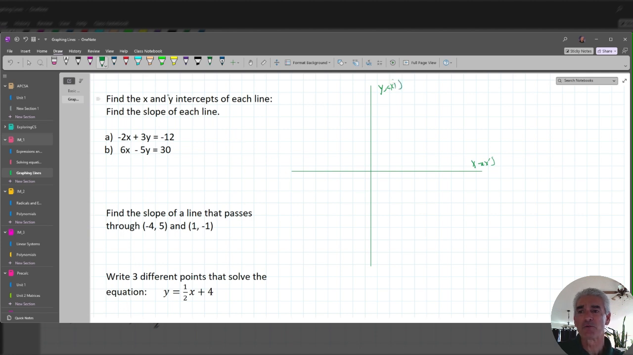Remember, the x-axis is the horizontal axis, and the y-axis is the vertical axis. And so finding x and y intercepts, we usually talk about the x-intercept of a function or of a graph. And the x-intercept is the place where this graph crosses the x-axis. There are some graphs that have multiple x-intercepts, but where does it cross? So it crosses the x-axis.